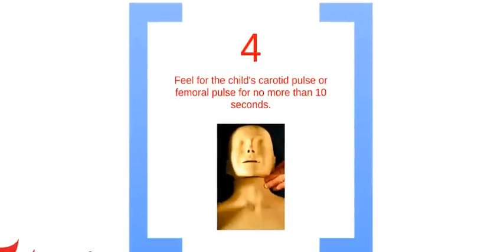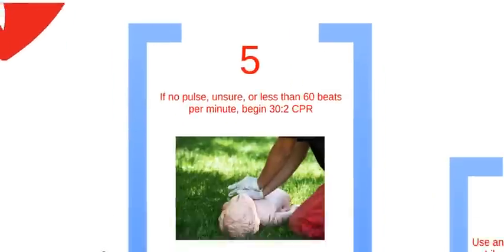Step 4 is checking the child's pulse, but for no more than 10 seconds. You could do this with either the carotid pulse on the side of the neck or the femoral pulse on the inner thigh, in the crease between their leg and groin.